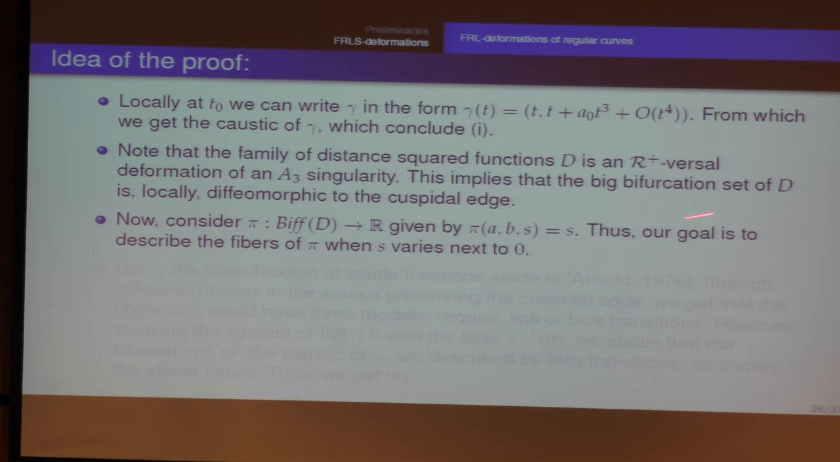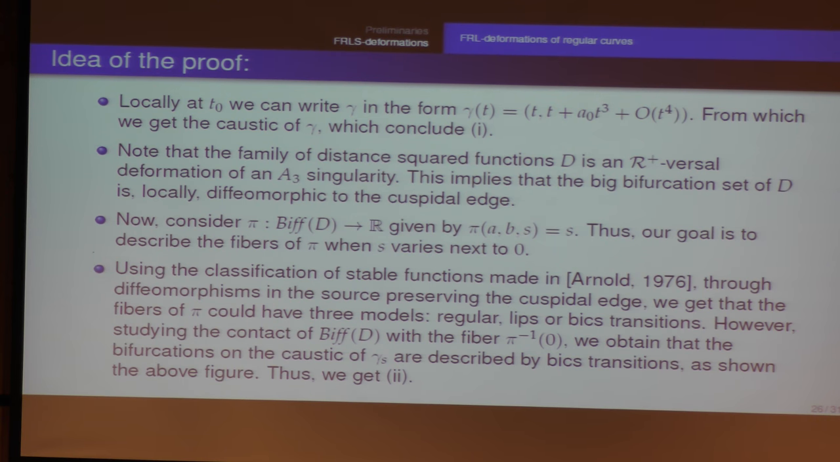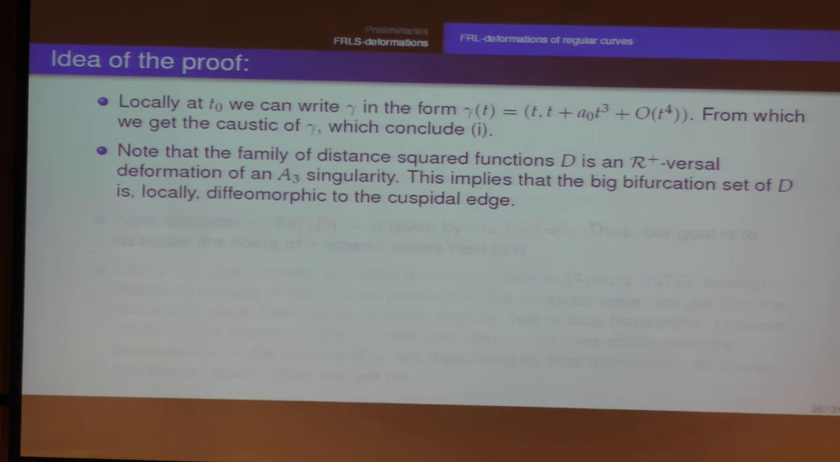Why is the big bifurcation set very important? Because if we take this projection, given this way, for each S, the fiber of this projection gives us the caustic of the curve gamma S. Then we can use the classification of stable functions made in 1976 by Arnold, through diffeomorphisms in the source preserving the cuspidal edge. We get that the fibers of P could have three models: regular, that means all the fibers are a cusp curve, or a lips or beaks transition. However, we study the contact of the big bifurcation set with the zero fiber, and we get that the transition is a big transition, as we describe in the previous figure.